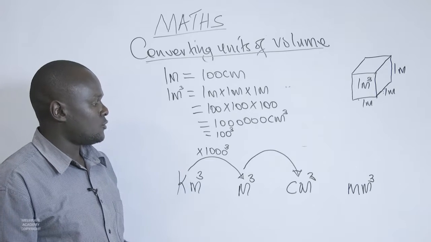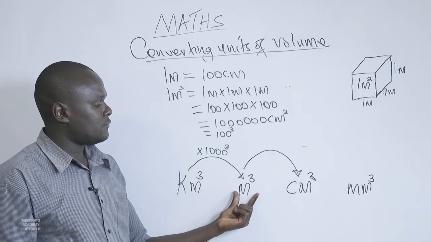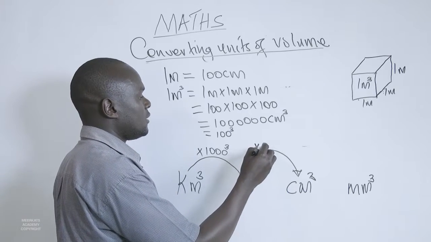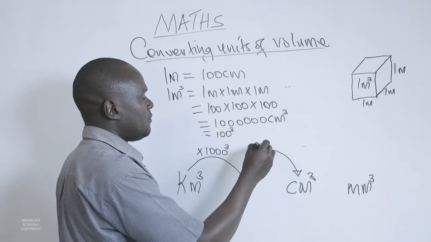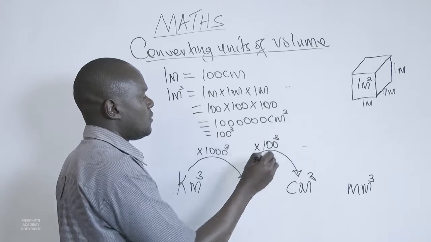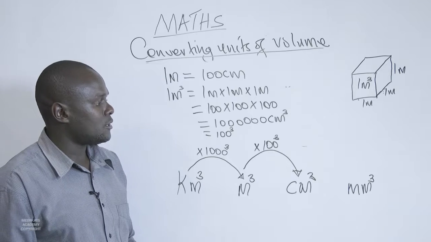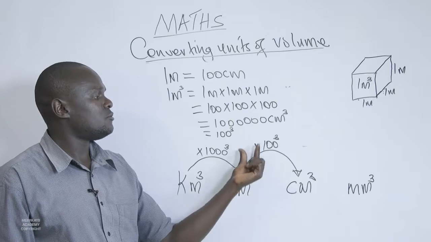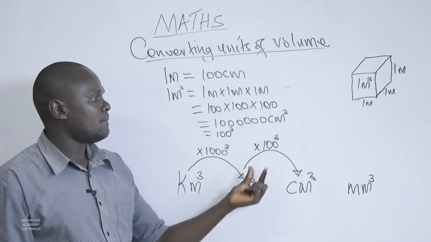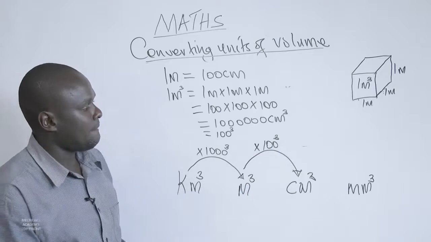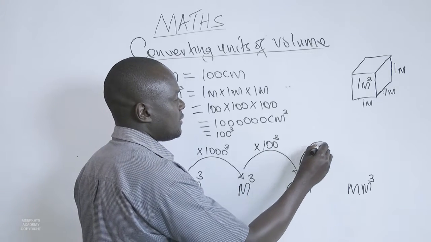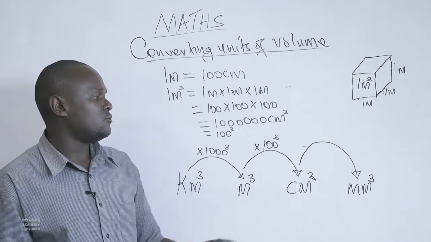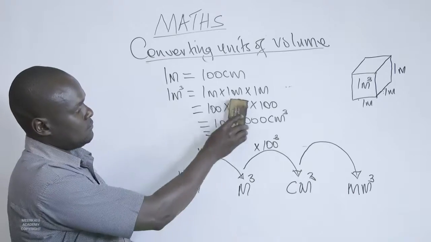And this can be expressed as 100 cubed, so that the multiplying factor when you are converting from meter cubed to centimeter cubed is 100 cubed. So to convert from cubic meters to cubic centimeters, you multiply that figure by 100 cubed, which is the same as a million. And lastly, let us identify the multiplying factor when we are converting from cubic centimeters to cubic millimeters.